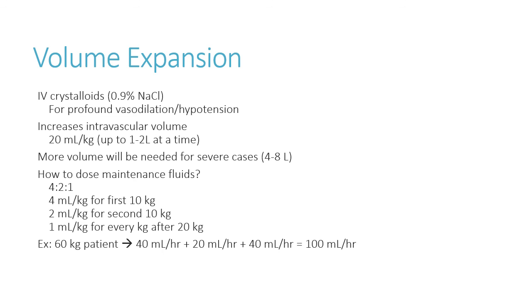So again, when they're having vasodilation or hypotension, this is where we're going to tank them up with IV crystalloids. The other stuff out there we can use like albumin, hetastarch, and things like that. But let's just stick with the easy stuff. Go normal saline. It's going to be readily available anywhere you go.